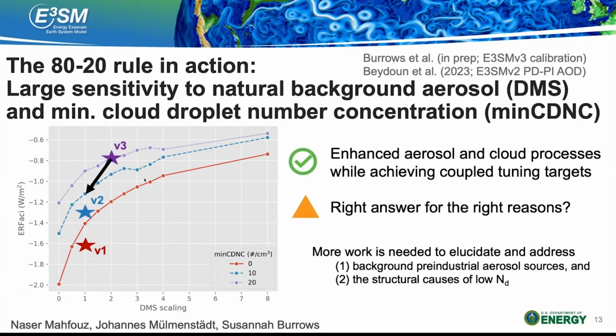And I'm now superimposing on top of that where version 1, version 2, and version 3 of EAM fall on this chart. And so the colors are matching the values of the minimum ND limiter. And so you can see that from V3 to V2, had we only changed the minimum droplet number limiter, we would have moved from this purple star to this blue dot, and the actual location of V2 is the blue star. So you can see immediately that had we done nothing else but increase the background ND from 10 to 20, we would have gotten the majority of the response.